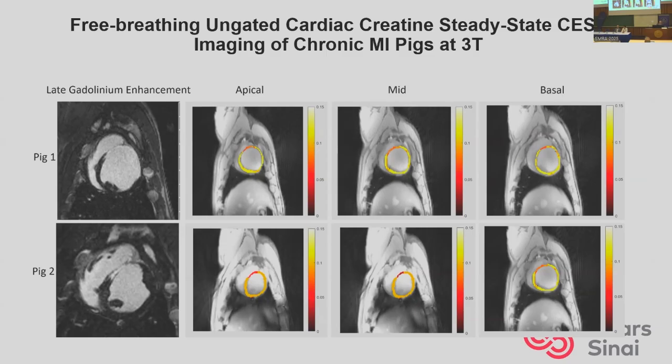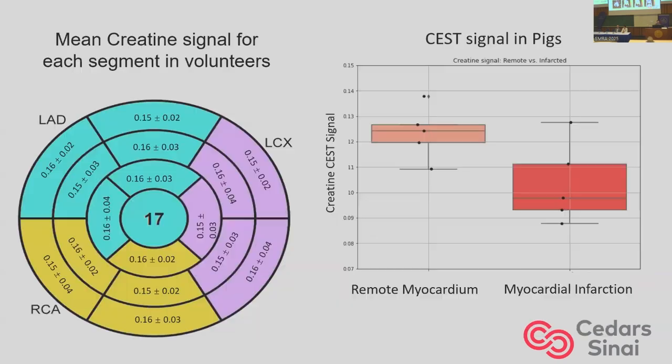But we also did some patient imaging. This is the chronic MI pig study at 3T, and we compared with the LGE scan here. You can see some infarction and the obvious signal change here in the CEST map. So there's a pretty good correlation here.